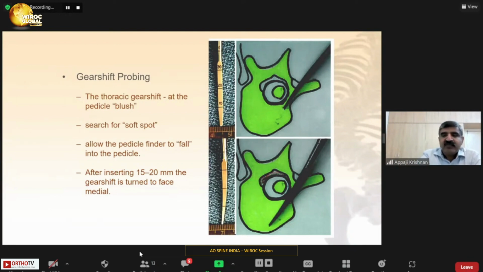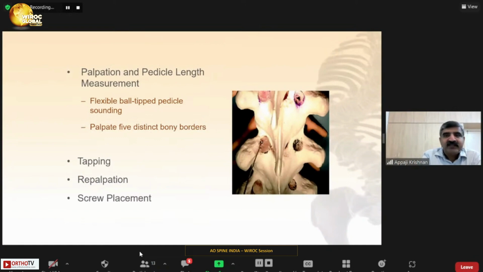Once you're through, then use a feeler, a thin feeler as you can see here with a ball tip. So use a flexible ball tip pedicle sound which can probe all the walls. You should have 5 bony endpoints. That's the anterior endpoint in the vertebral body, the superior and inferior pedicle walls, the medial and the lateral pedicle walls. Once you're sure of it, you can actually tap the initial part of the screw.